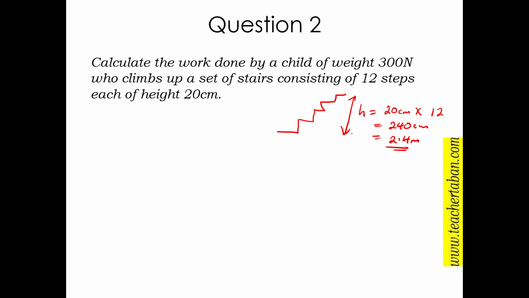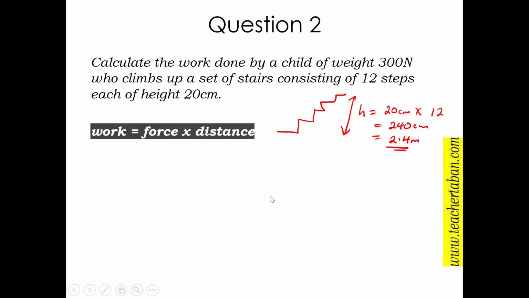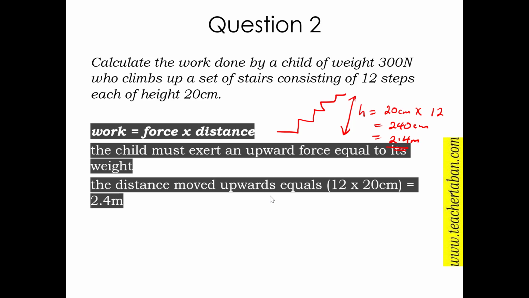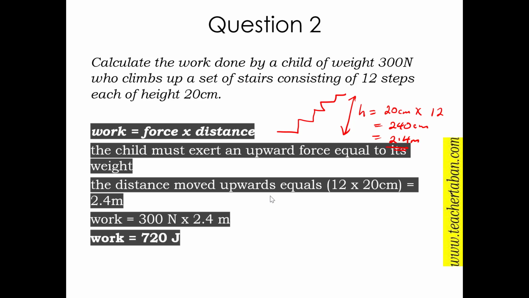If you have to follow this, our work done is equal to force times distance, and the child must exert an upward force equal to its weight, meaning that the distance moved as well, we've just got that one as 2.4. So using those two, work done will be equal to the force, which is 300 times 2.4, which is the height. The answer will be equal to 720 joules.